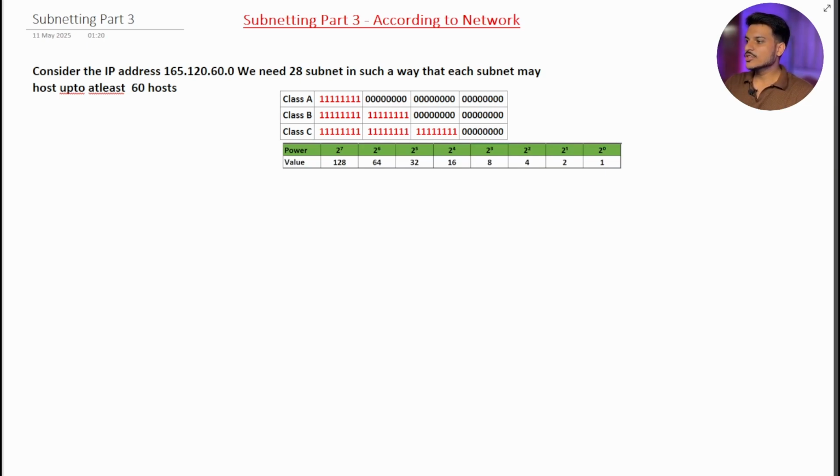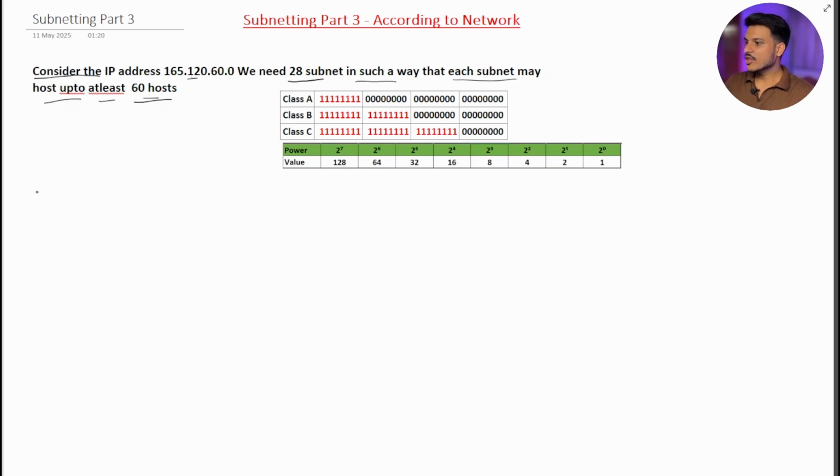Our question is: consider the IP address 165.120.60.0, where we need 28 subnets in such a way that each subnet can host at least 60 hosts. In short, the given IP is 165.120.60.0, and using this IP we have to create 28 subnets in such a way that each subnet consists of at least 60 hosts. Now let's see how we can do this.